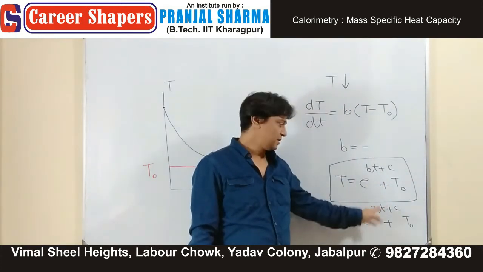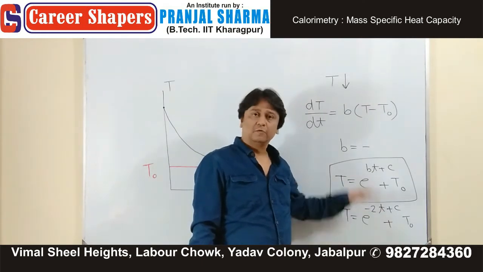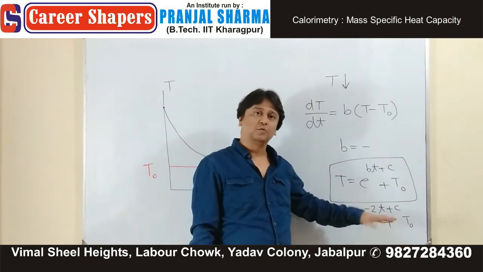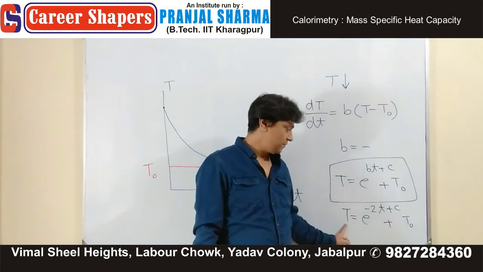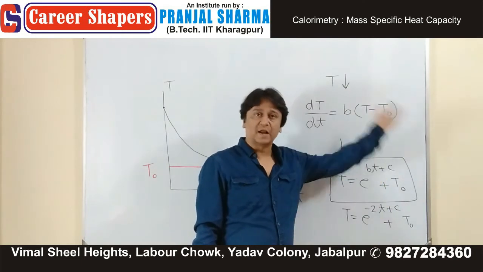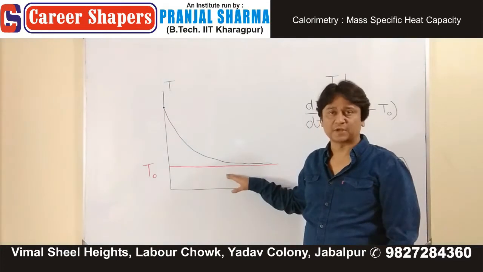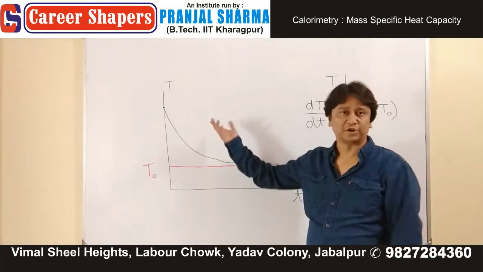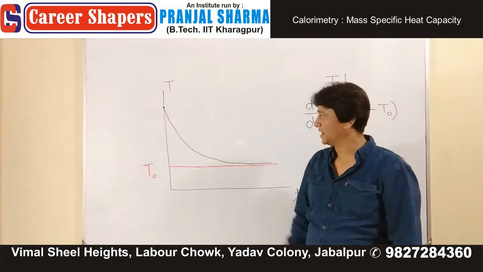If you keep on increasing this T, this becomes e to the power minus infinity, which is 1 upon e to the power infinity, which is 1 upon infinity. What is 1 upon infinity? 0. So this part becomes 0 and your final temperature becomes what? T naught. Theoretically, it takes infinite time for the body to reach the temperature of the surrounding. Practically, depending on the temperature difference, it will take a finite time, but theoretically, it will take infinite time.